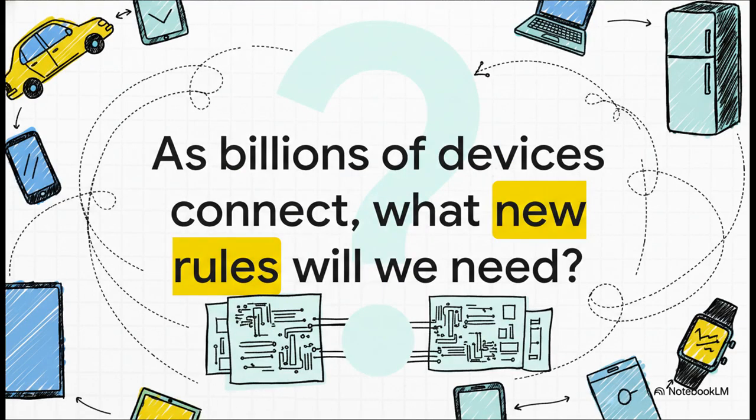And that kind of leaves us with a pretty cool thought to chew on. These fundamental rules we've talked about, they were designed decades ago for a much smaller internet. So as we start to connect billions, and I mean billions of new devices, everything from our cars to our coffee makers, what new blueprints, what new rules of the road are we going to have to invent to build the network of the future?